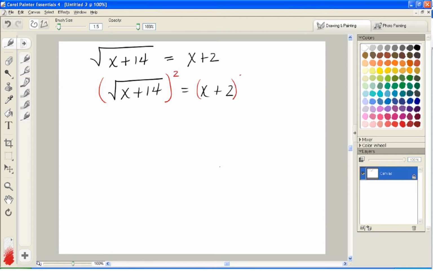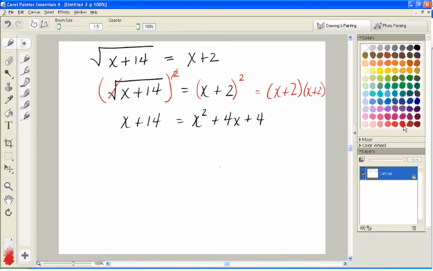So we must square both sides. By squaring the left-hand side, we will remove the radical, leaving us with x plus 14. On the right-hand side, we need to recognize that x plus 2, quantity squared, is the same thing as x plus 2 times x plus 2, meaning that we need to distribute or FOIL out these two factors. This will give us x squared plus 4x plus 4.